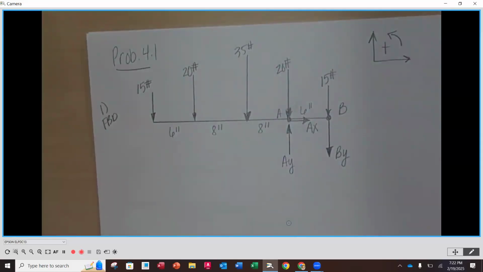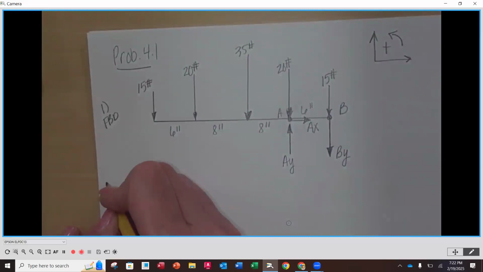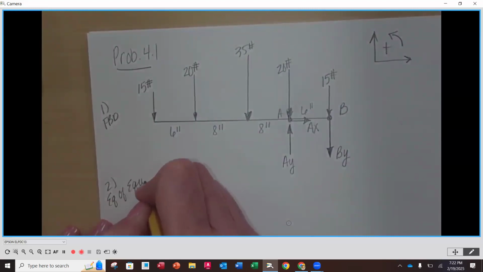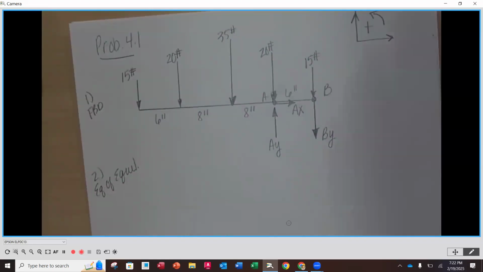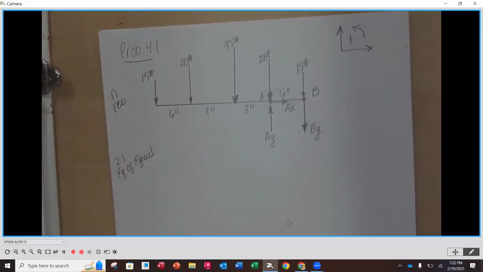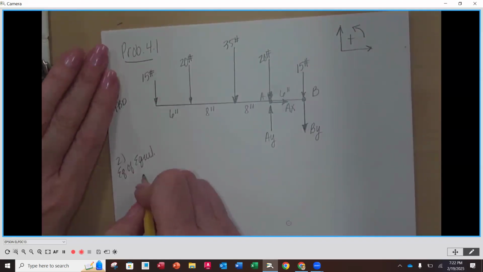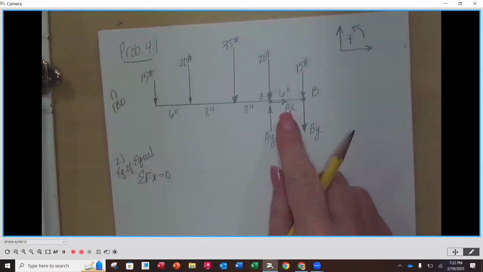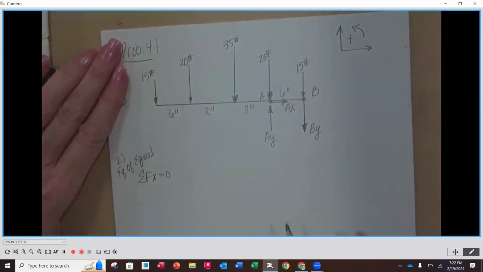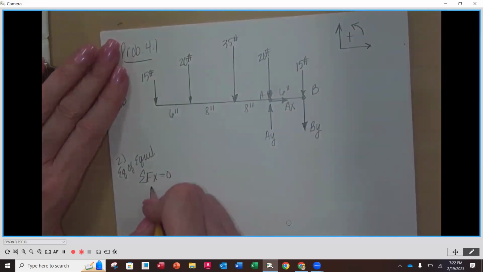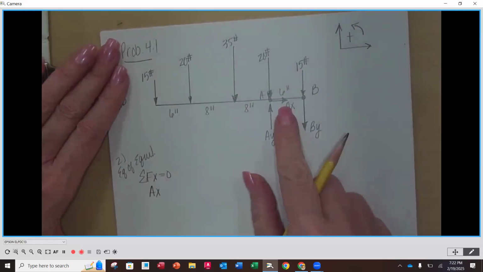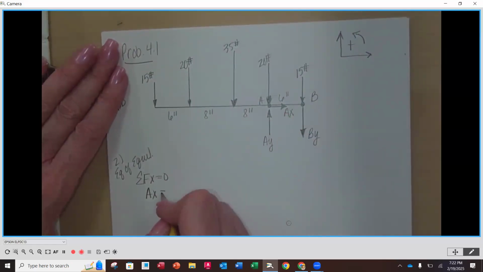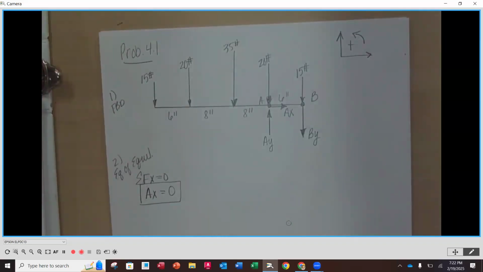Okay. All right, so now step number 2, we're going to use our equations of equilibrium. We'll start with the sum of the forces in the x equals 0. There's only one force in the x, so you have to write this out. We have Ax, we assumed it to go positive to the right, equal to 0. Put a box around Ax. That's its value. It is 0.